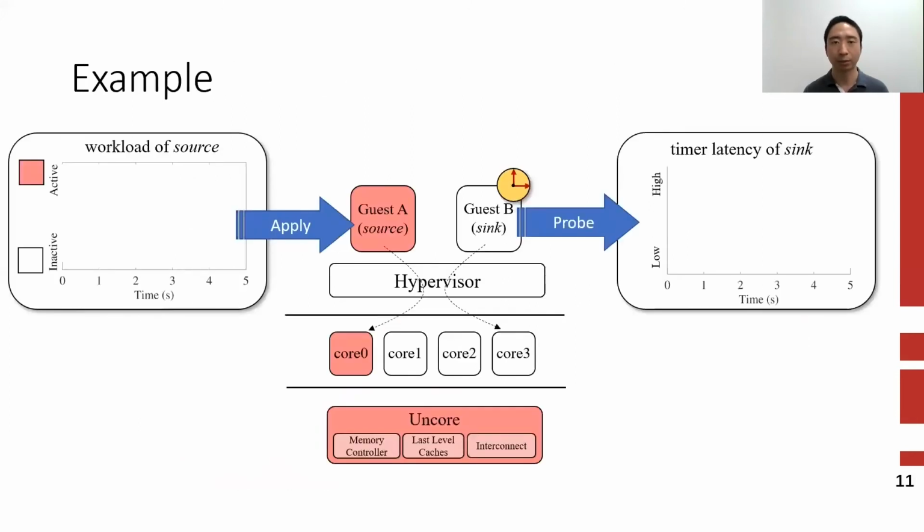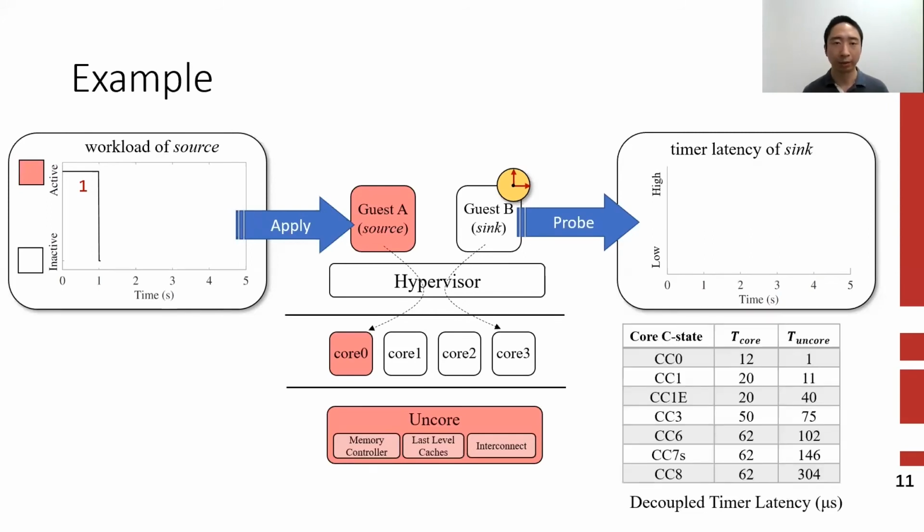Here comes an example of the covert channel. First, we use the loaded execution of the source process to represent bit 1. At the same time, the sync process measures the timer latency. We note that since the measurement does not introduce too much overhead, core 3, which is responsible for the sync process, is almost idle. So in this case, the timer interrupt scheduled by the sync process is directed to core 3, and thus the latency is introduced by the active Uncore and the idle core 3.